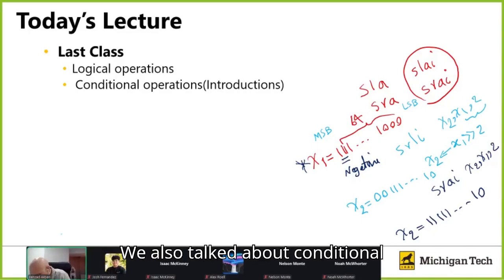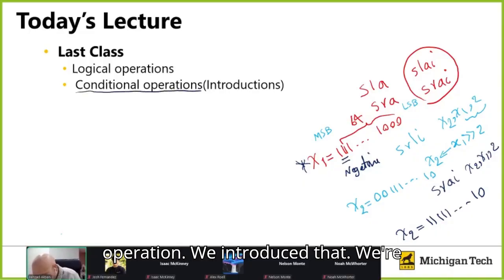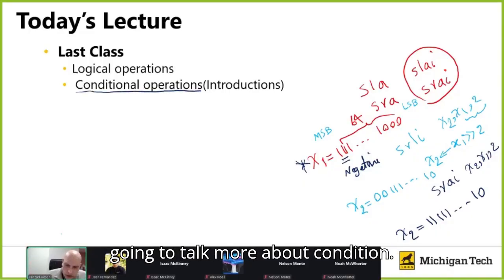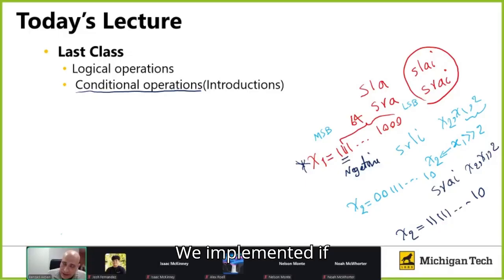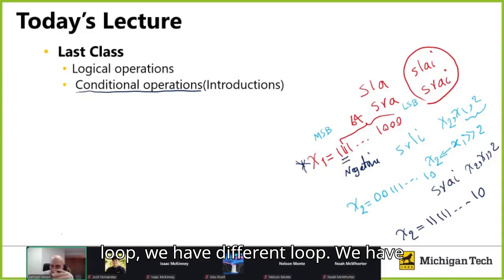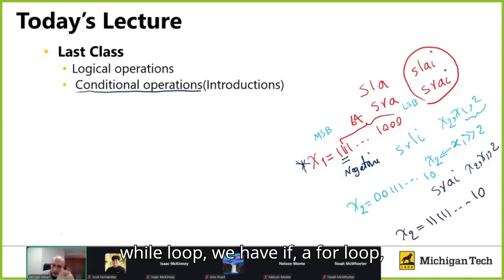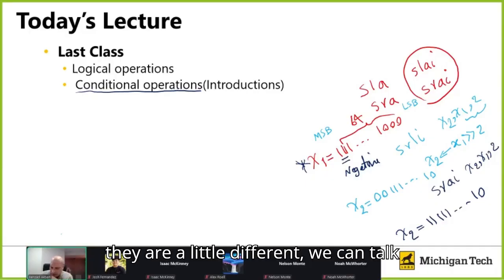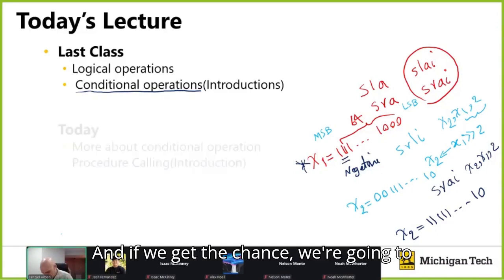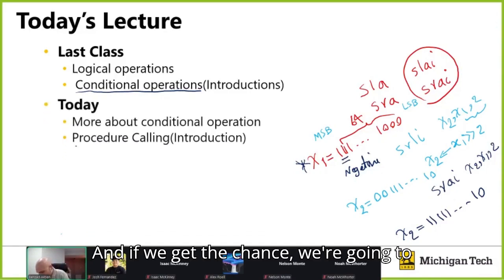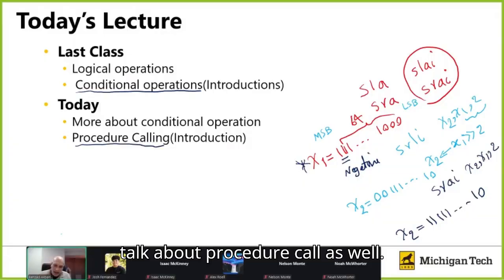We also talked about conditional operation. We introduced that, and we're going to talk more about conditions. Condition can be complex. We implemented if and else last class. I think we talked about loops as well, but we have different loops, like the while loop and the for loop. They are a little different. We can talk about them more today. And if we get the chance, we're going to talk about procedure call as well.